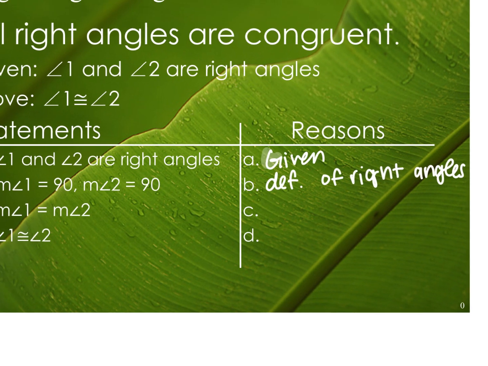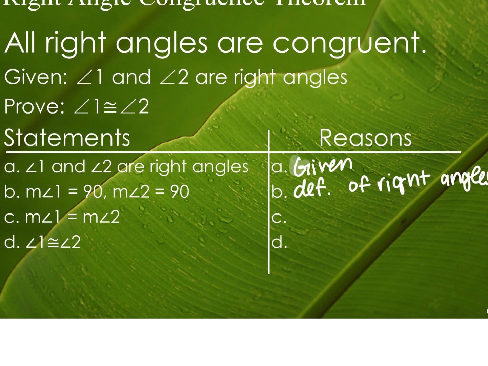Okay, because it's basically telling me the definition of a right angle. A right angle equals 90 degrees. So it's just giving me that definition.